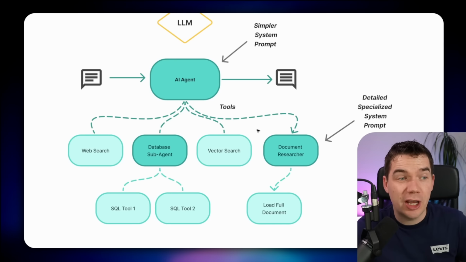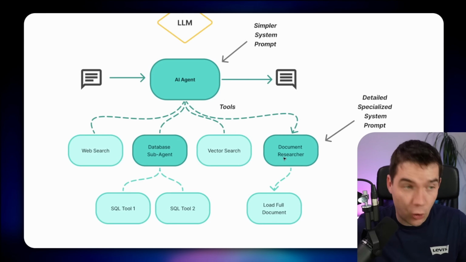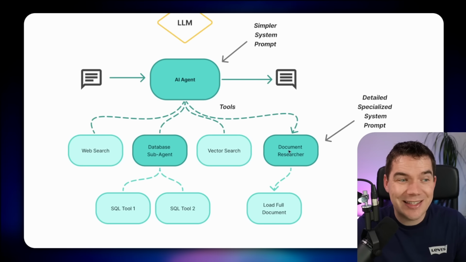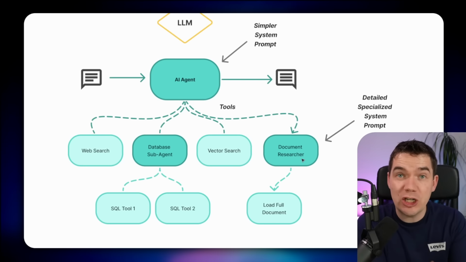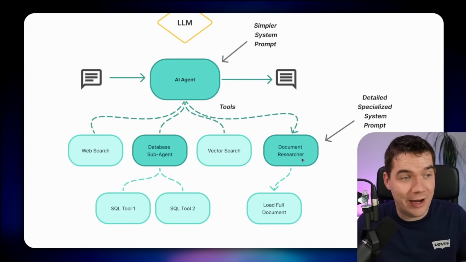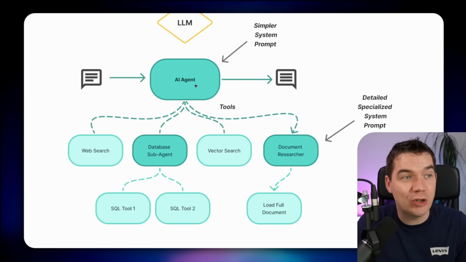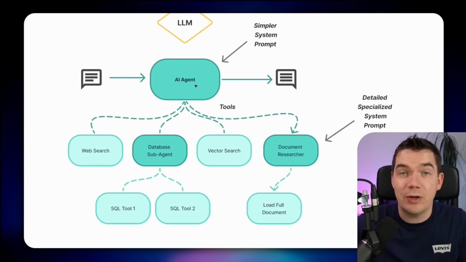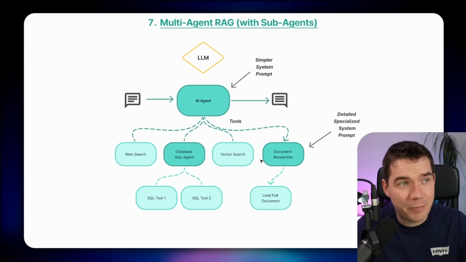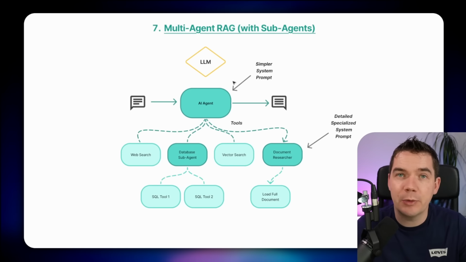So with this pattern, you can offload the context overhead to a sub-agent. This document researcher, its only job is to load a document, summarize it, and send back the summary. And at that point, it can just forget it. So the agent will never see the full document. It'll only get the summary to continue to steps 3, 4, and 5. So there are lots of benefits to having a multi-agent setup with sub-agents.